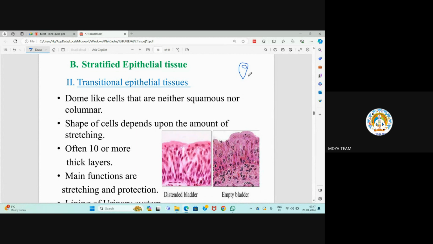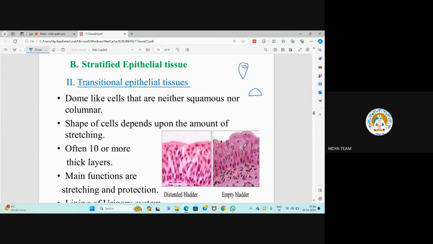You can see a dome in different masjids. Masjids have a dome on their top. Have you seen a masjid? The dome is like this. This shape is known as a dome. We can find this kind of shape on top of masjids in India. So cells in transitional epithelial tissue are almost dome-like shaped, like this.